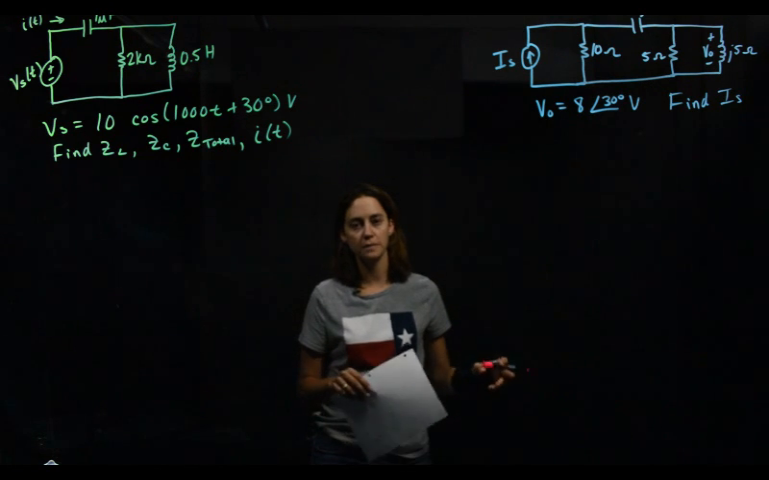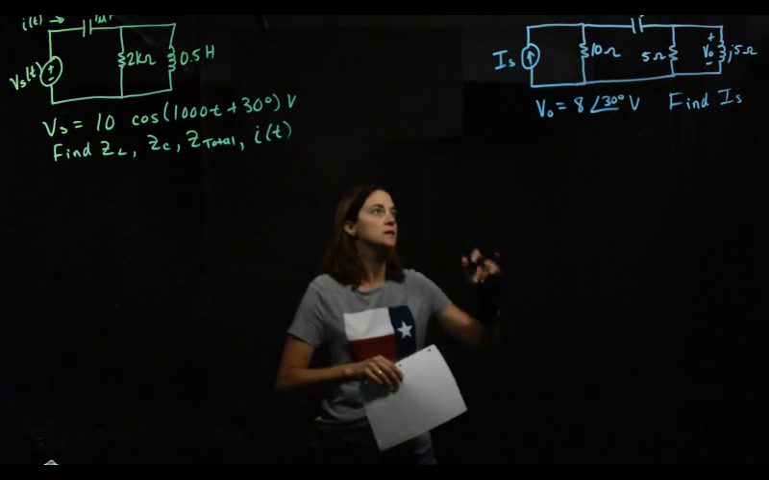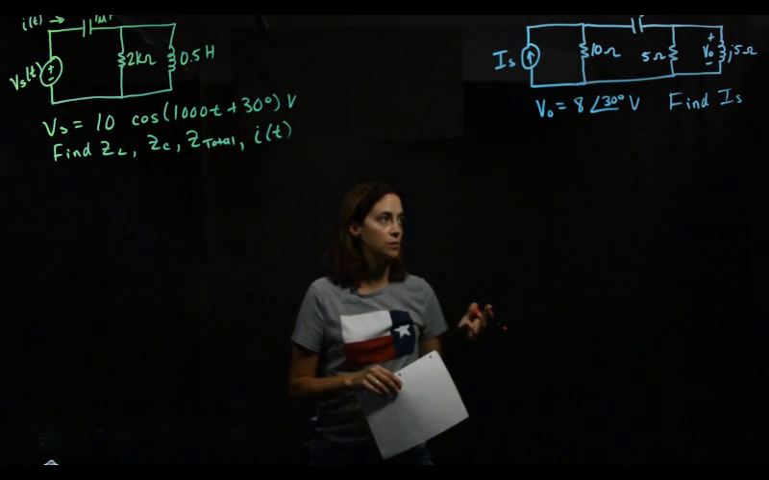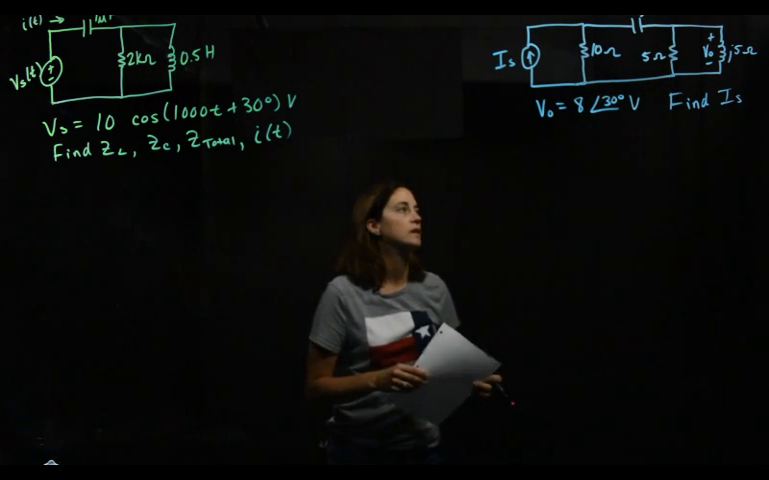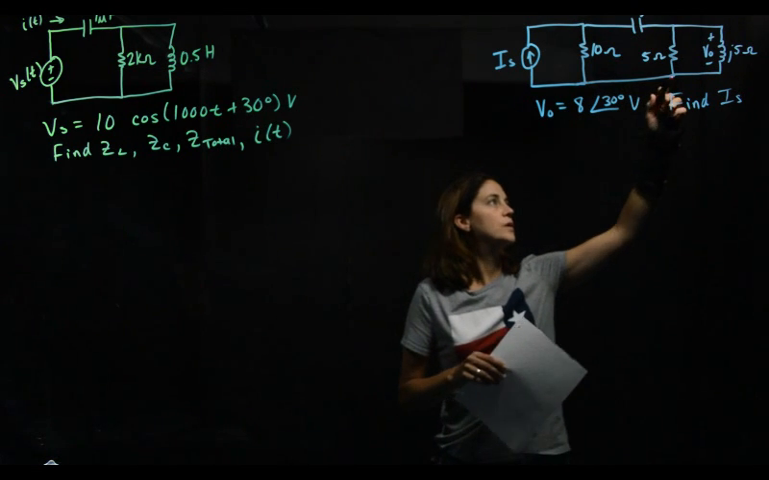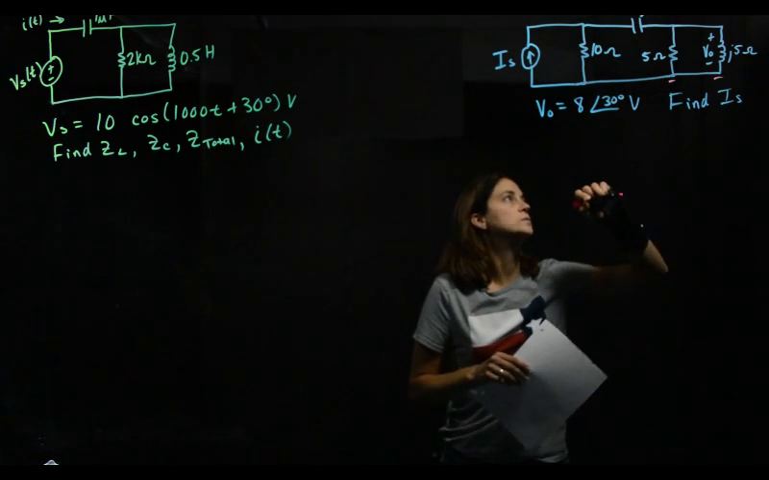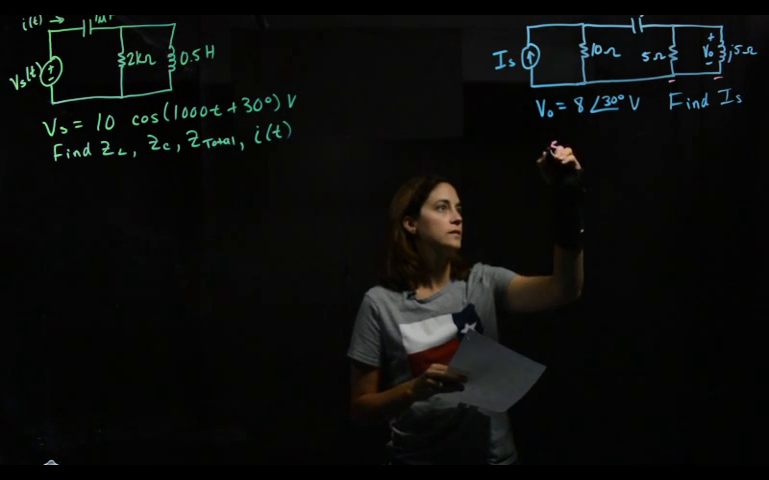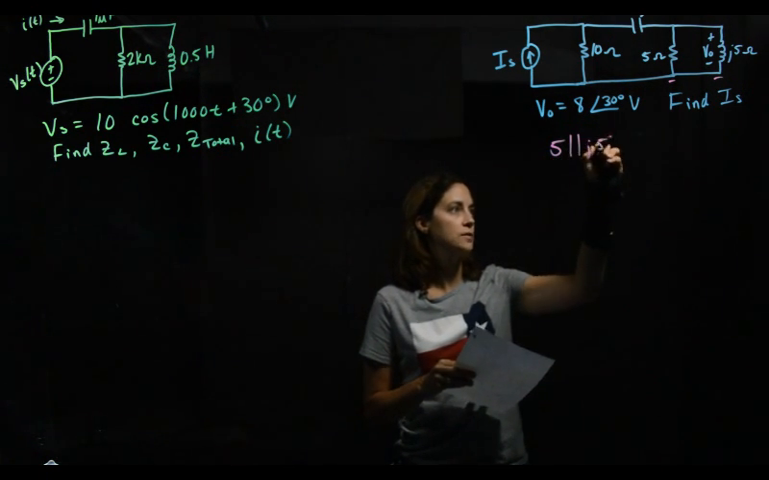A couple example problems that are at the end of Chapter 9. So here we're given a circuit. Everything's already in phasor notation for us, and we're just asked to find IS. So we have 5 ohms and J5 ohms in parallel. So I can start with that. 5 in parallel with J5.